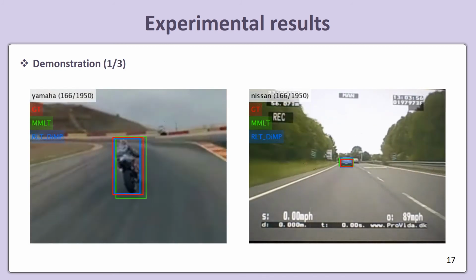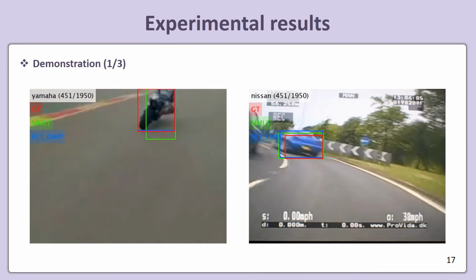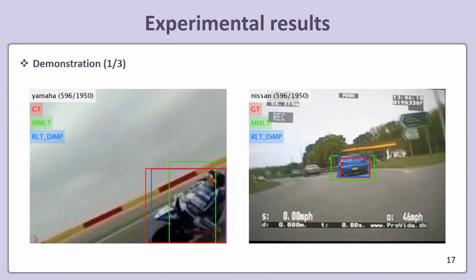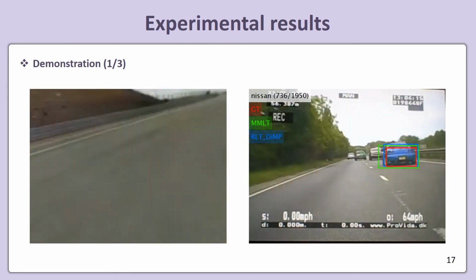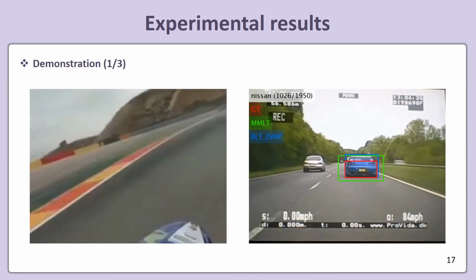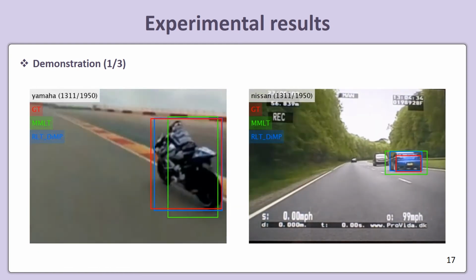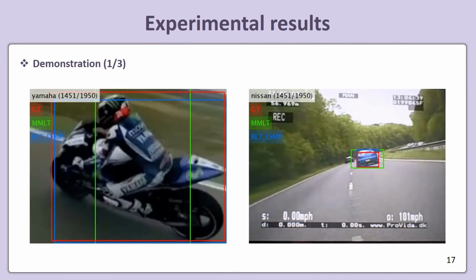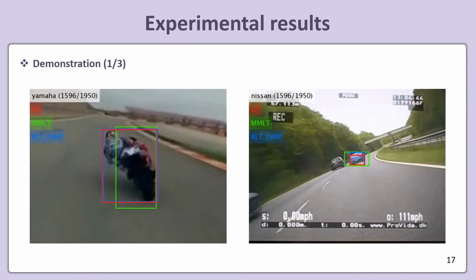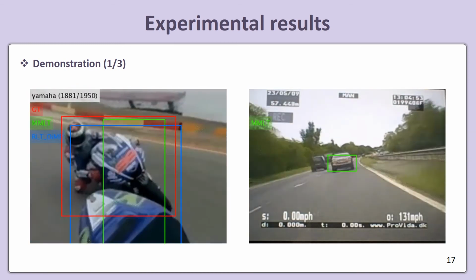This is the demonstration video of long-term tracking. The red box is the ground truth. The green box indicates our previous VOT-LT 2018 long-term tracker, MMLT. And the blue box expresses our new VOT-LT 2020 long-term tracker, RLT-DiMP. We can observe that our new method estimates the bounding box more accurately.